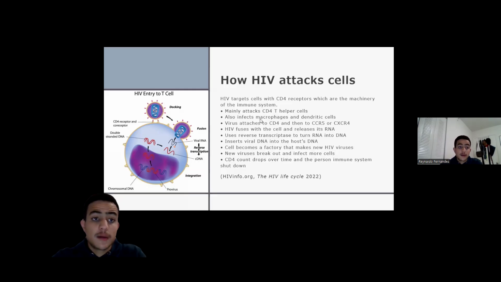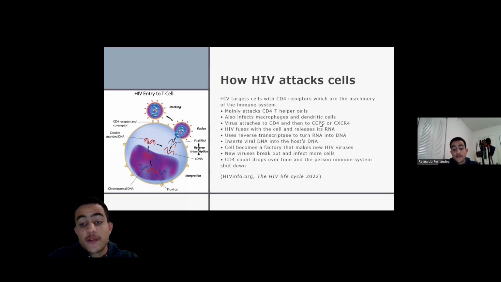As we know, macrophages are the type of immune system cells that basically eat the bacteria that we get from infections. The macrophages are responsible for that. The virus attaches to CD4 and then to CCR5 or CXCR4. So CCR5 and CXCR4 are the genes where the double-stranded DNA gets to attach, and this part of the chromosomal DNA is where the HIV starts being produced.